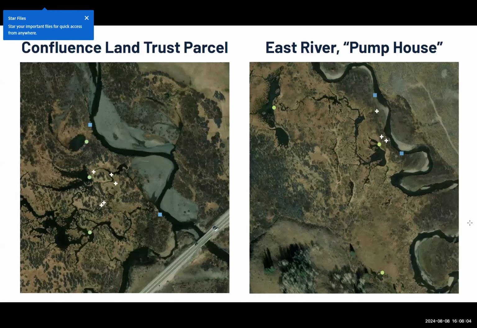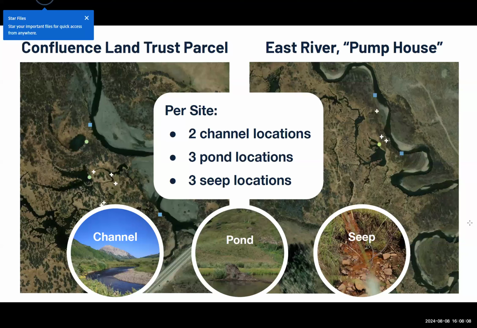A seep, for those of you who aren't familiar, is just a low flow pooling of effluent water from ponds that has high nutrient contents. So the typical cycle of water in these systems is coming from channels, sourcing into ponds, and then ending up in seeps, which will eventually go back into the river.